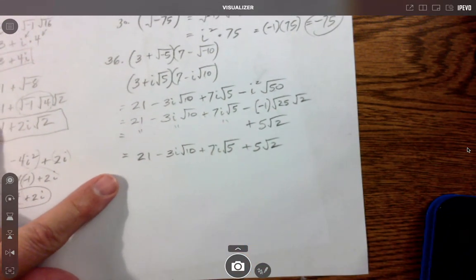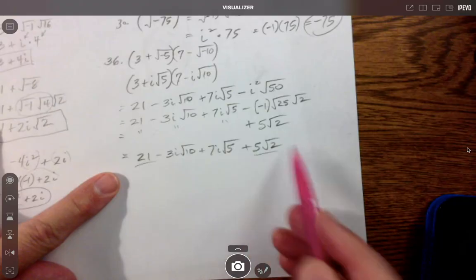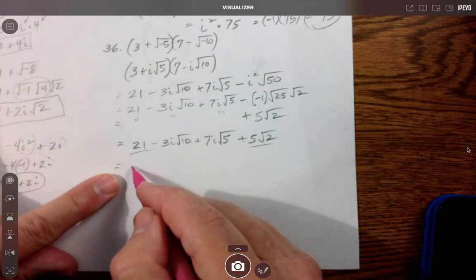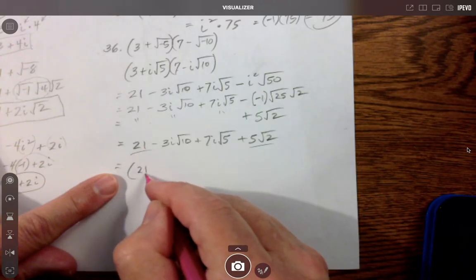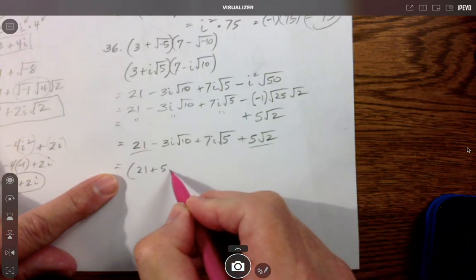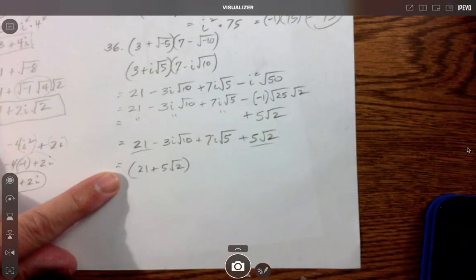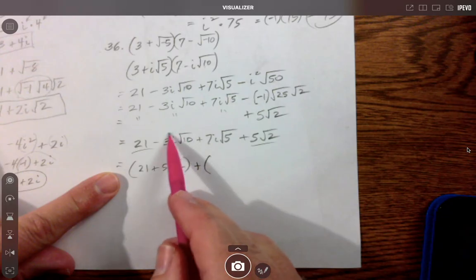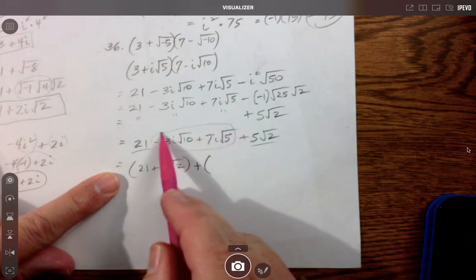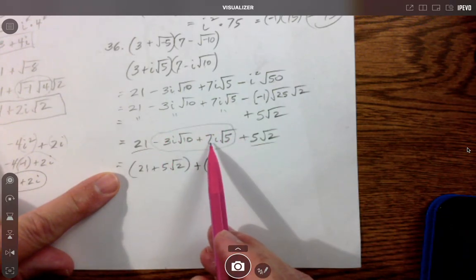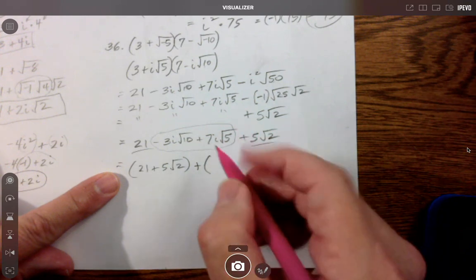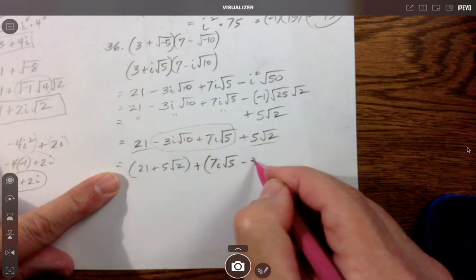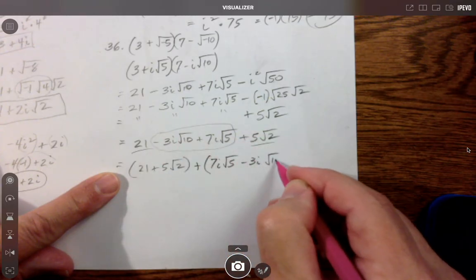Now, if I were to write this in standard form, I guess this and this should go first, right? They should go together first because that's the real part. So the real part is 21 plus 5 square root of 2. And then I can do plus, the imaginary part is all this, right? And I'll just put this positive one first. So I'll do 7i square root 5 minus 3i square root 10.